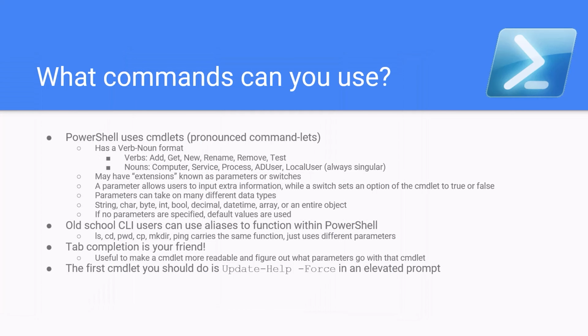Now, the very first cmdlet you should always use is Update-Help -Force in the elevated prompt. The reason you need to do this in the elevated prompt is because some of the modules are system level and you may not have permissions to write to that folder to actually update the help content of that particular module. So what you want to do is, again, run it in an elevated prompt.